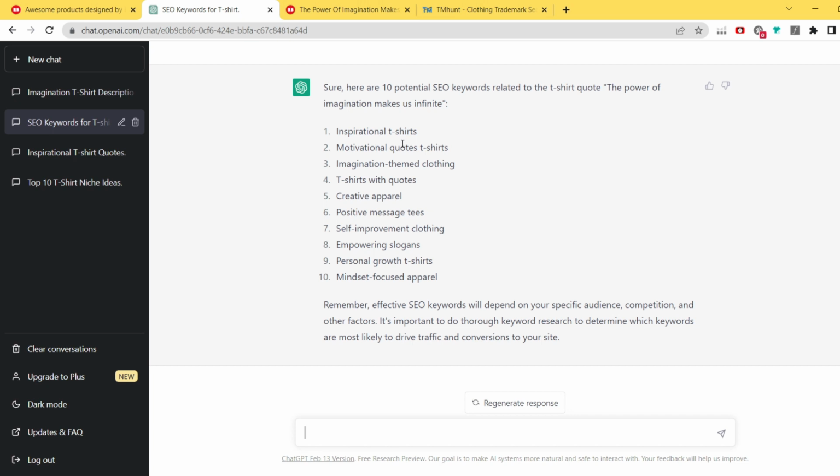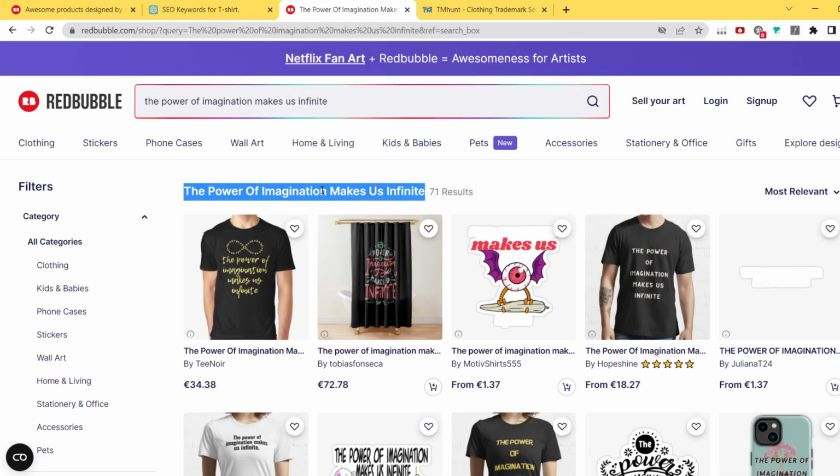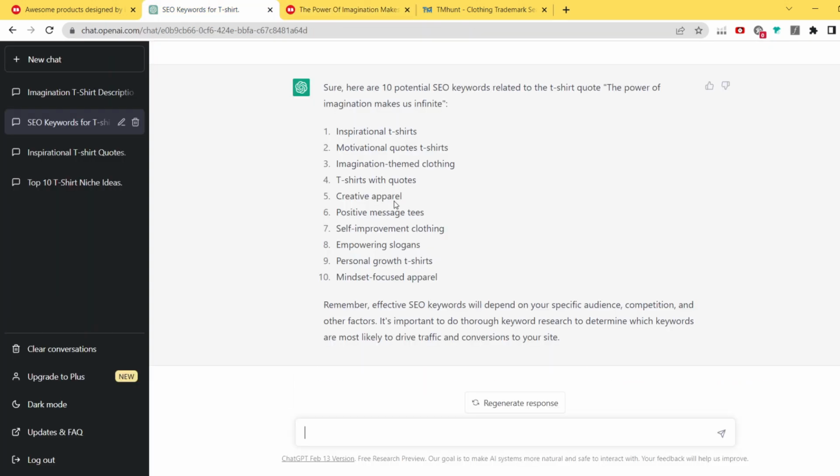What I would do is I would not just copy them and put them into the Redbubble tags box and upload the design. First, I would try to combine them a bit with the original phrase, the main phrase of the niche, which is the power of imagination makes us infinite. I would combine this phrase with these keywords. So for example, the power of imagination inspirational quote, power of imagination motivational quote, and things like that. You get the point here. Just try to mix them up before you put them into the Redbubble tags box.